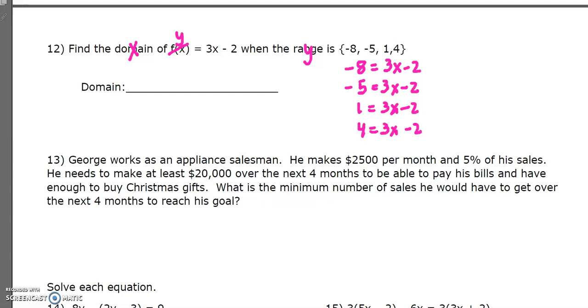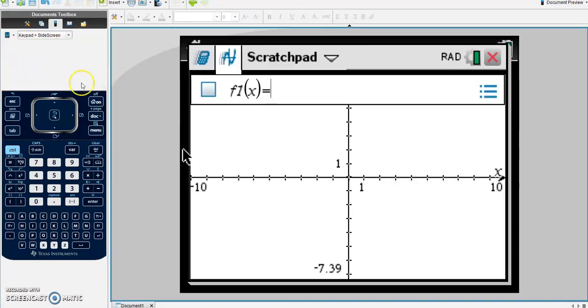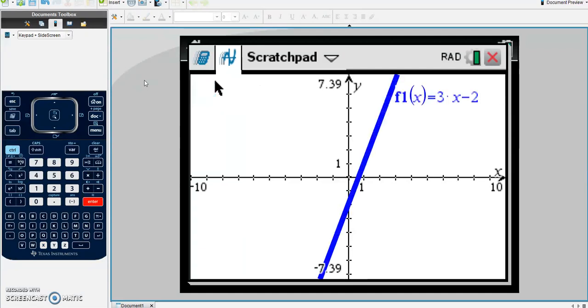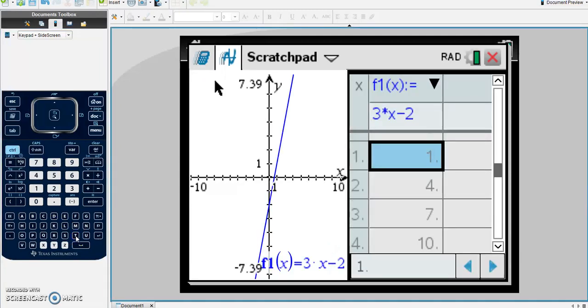So let me pull the calculator up and see another way that we could do this. Okay, so on the calculator, I'm going to go to B for graph. And I know we haven't done this before, but remember the f of x is just my y, right? So if I type in my equation, which is just 3x minus 2, and I hit enter, I can see that it's graphed. And I'm not really concerned about the graphing. What I want is the table.